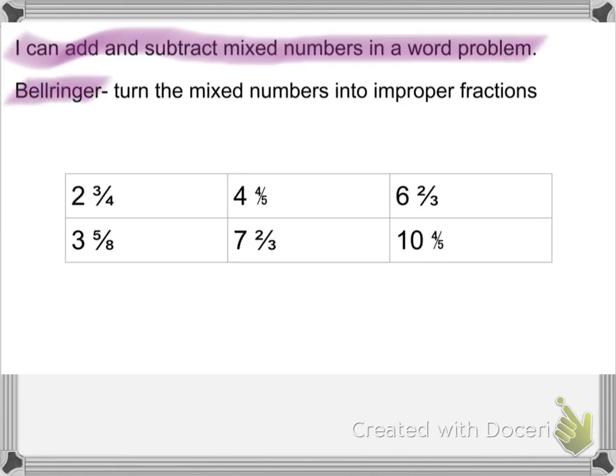Our bell ringer today is to turn the mixed numbers into improper fractions. So if you want to get out a scratch piece of paper and do it on there, you can. Pause it and then press play when you're done.